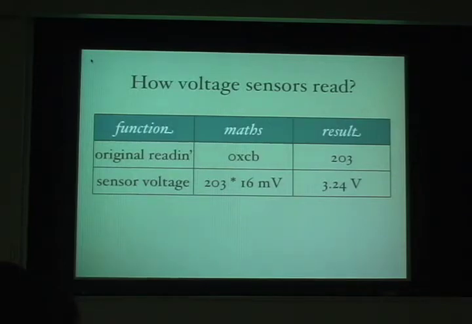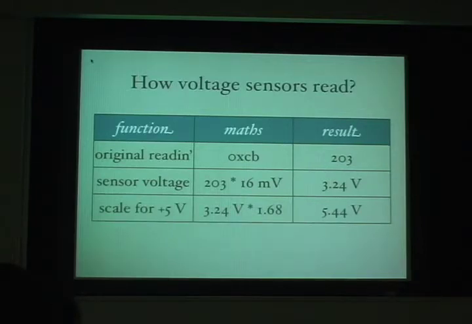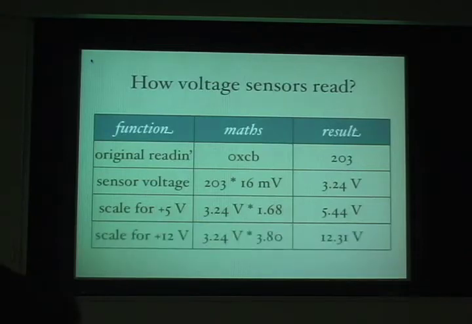And then if we know that this sensor, through resistors, is actually reading the 5V line, then we multiply it by a resistor factor. And the resistor factor can be, for example, 1.68. And then we get the reading of 5.34 volts. Or if we need to scale for 12 volts, then we multiply it by a different resistor factor. And then we get, say, 12.31 volts.